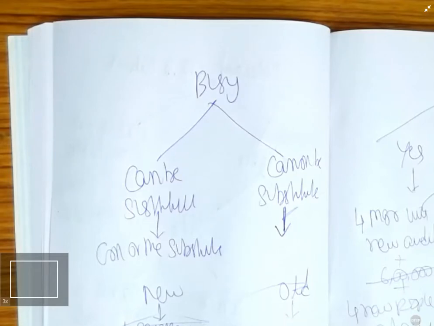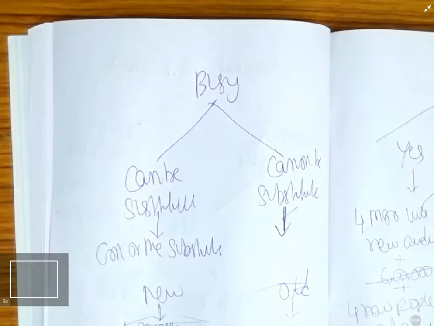What is going to happen? Now let's take the new audit and the old audit. For the new audit, I don't know the revenues and all. I'm not bothered about it because we are trying to find out the cost. This is the cost structure of the old audit which was currently going on.